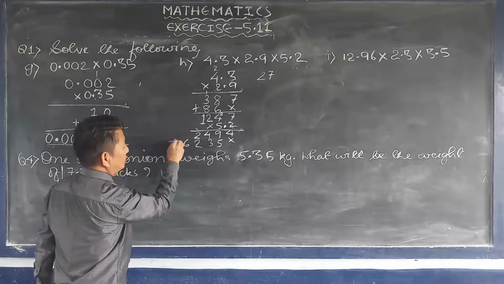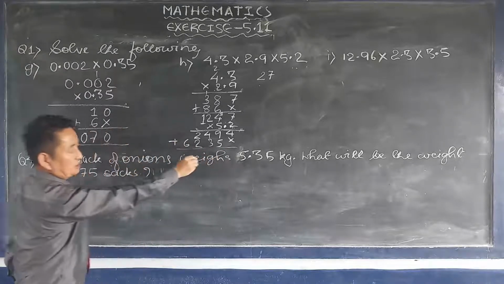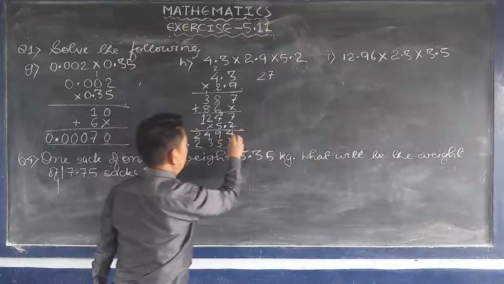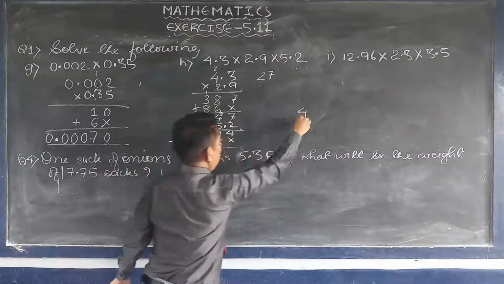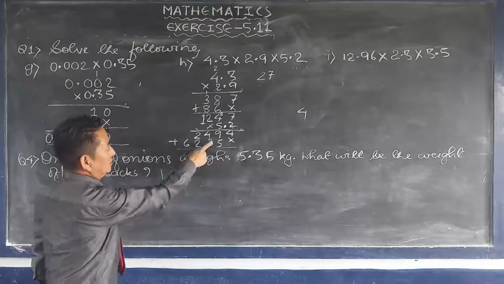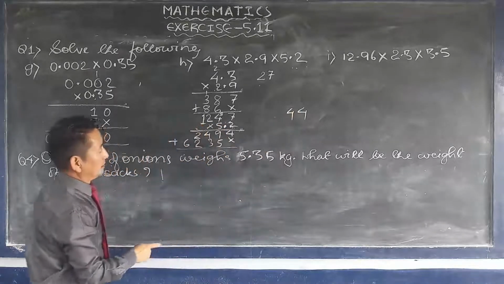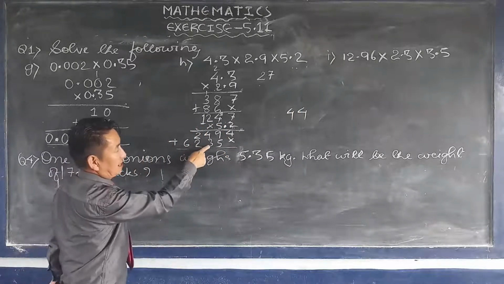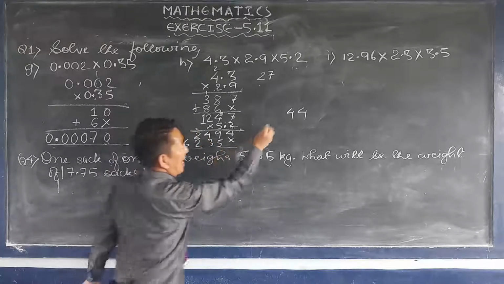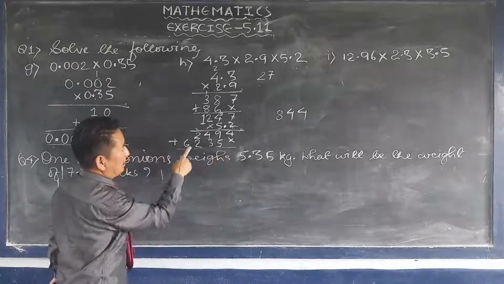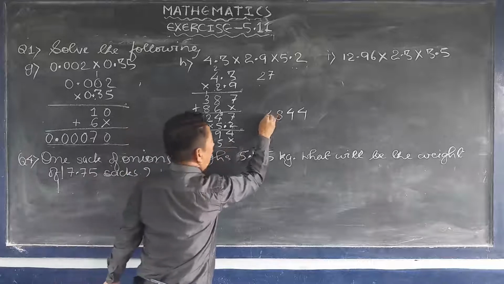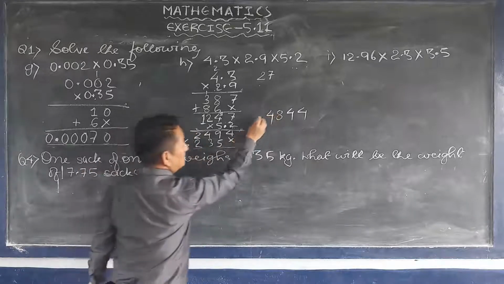6. Now we have to add this. We don't have space here. I'll write here. Here 4. 4. Then 9 plus 5, 14. 4. Then 4 plus 3, 7, 7 plus 1, 8, then 2 plus 2, 4, then 6.